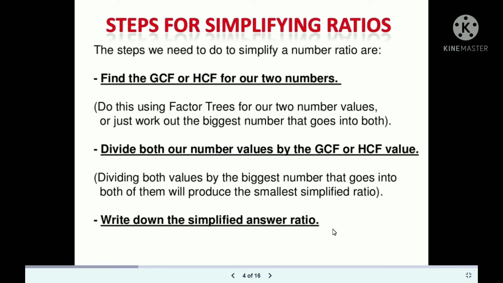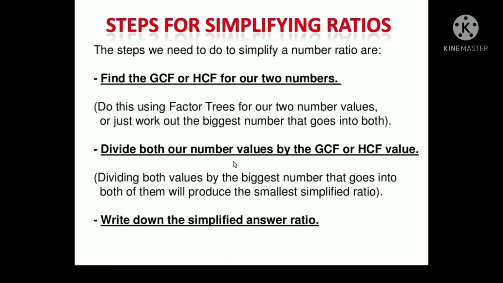So we have steps for simplifying ratios. The steps we need to do to simplify a number ratio are: first, find the GCF or HCF for our two numbers. Do this using factor trees for our two number values, or just work out the biggest number that goes into both. Then divide both our number values by the GCF or HCF value. Dividing both values by the biggest number that goes into both of them will produce the smallest simplified ratio. Then write down the simplified answer ratio.